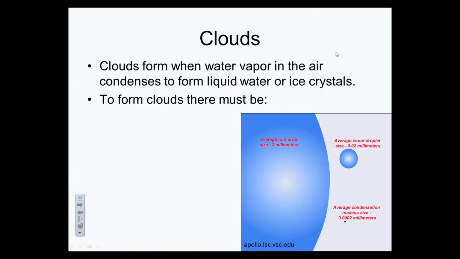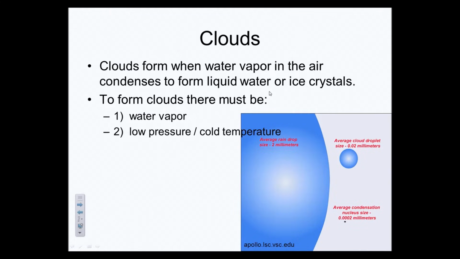So this is going to be a review of what we just learned in my demonstration. Clouds form when water vapor in the air condenses to form liquid water or ice crystals. So to form clouds, there must be three things. Remember, we went over them. We have to have water vapor, obviously. We have to have that low pressure or cold temperatures. We need that air to rise, and we need it to be colder because cold air can't hold as much water vapor. Then the third thing we need are condensation nuclei.